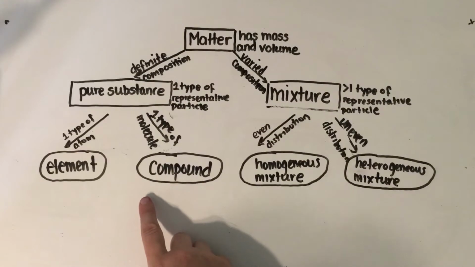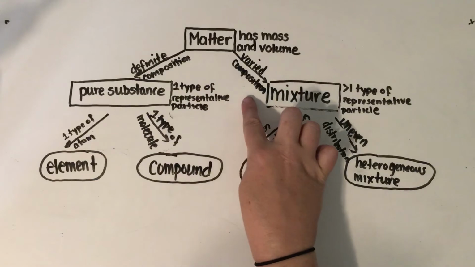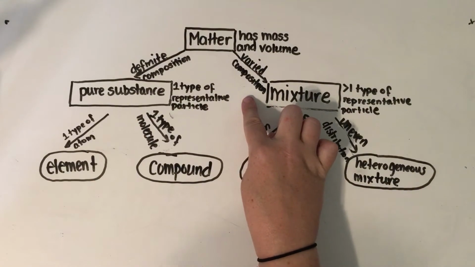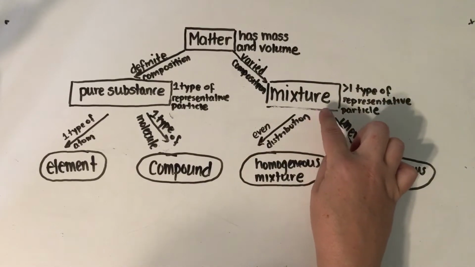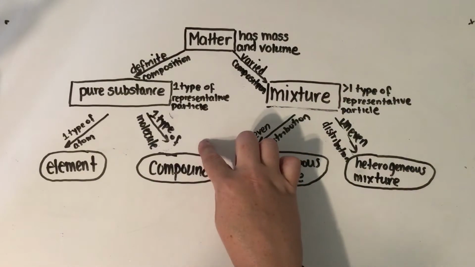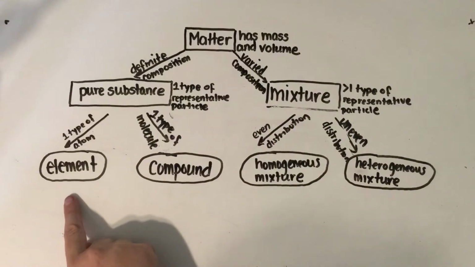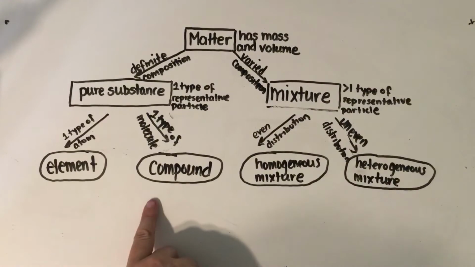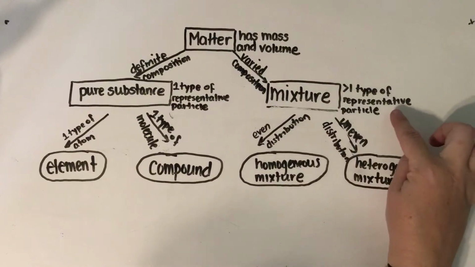If different samples of your matter could have varied composition, which means maybe they have different elements from sample to sample, or more likely, different ratios of those elements, then you have a mixture. And mixtures are physical combinations of pure substances, which means they contain either more than one compound, more than one element that's not bonded together, or sometimes even mixtures of elements and compounds that are not bonded together to create new molecules. That's why we say they have more than one type of representative particle.